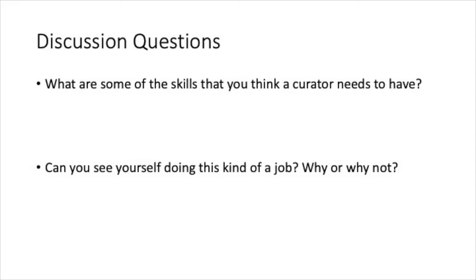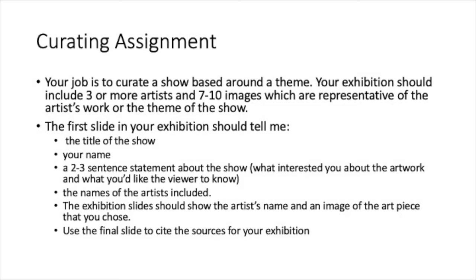Then going on to the assignment that I created. So your job is to curate a show based around a theme. Your exhibition should include 3 or more artists and 7 to 10 images, which are representative of the artist's work or the theme of the show. So if you are curating a show, you might be proposing a show that's going to be happening a year or more away from the date that you turn in your curating proposal. So you could think of this as including things that are representative of what's going to be in a show, future made, or you could think of it as like the actual work that you're pulling from a museum collection.